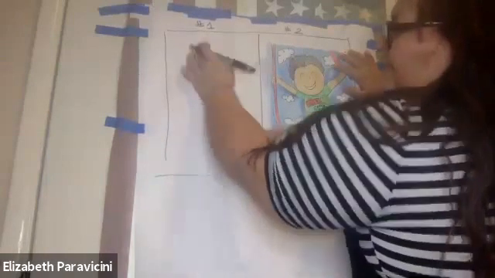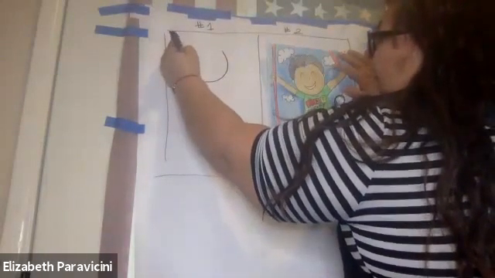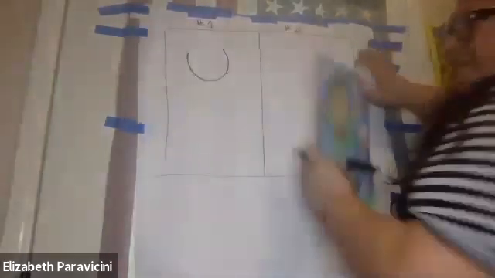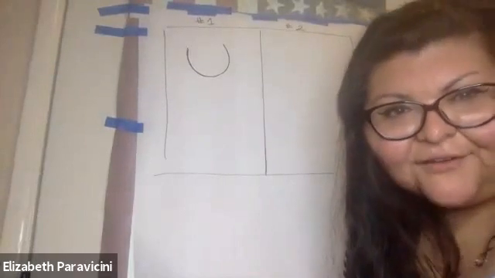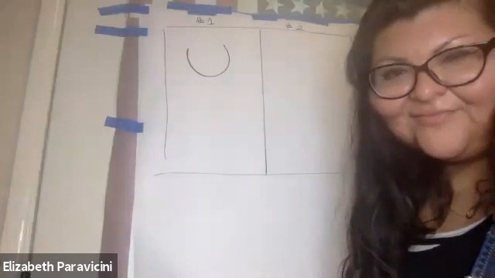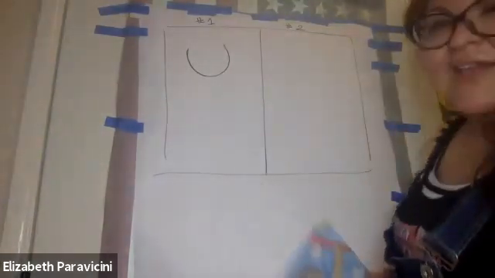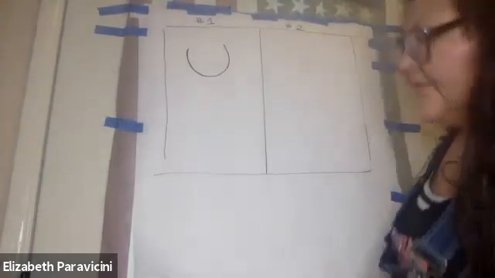So right in the center on the top, I'm going to make a U shape like this, okay? Do you see that? Is that clear for you guys? All right, so you're going to make a U shape. Once you have your U shape, you'll leave it there, we'll add the hair in a moment, okay?